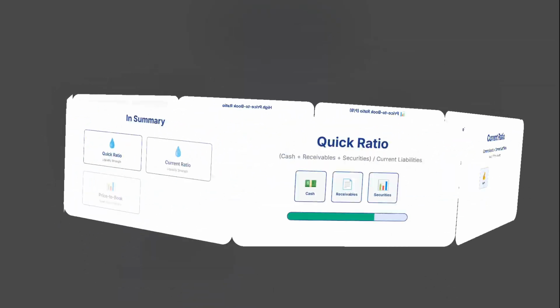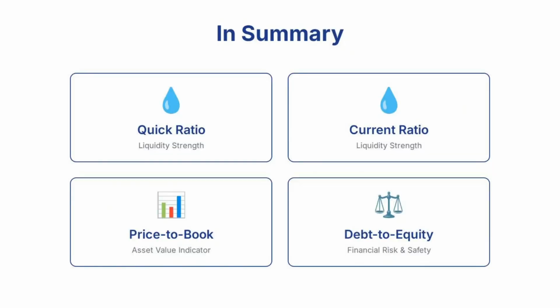In summary, the quick ratio and current ratio show liquidity strength. The price to book ratio reveals whether the stock is trading above or below its asset value. And the debt to equity ratio highlights financial risk and balance sheet safety. As value investors, we seek financial strength, durability, and low risk balance sheets. These ratios help you understand a company's true resilience far beyond just price and earnings.